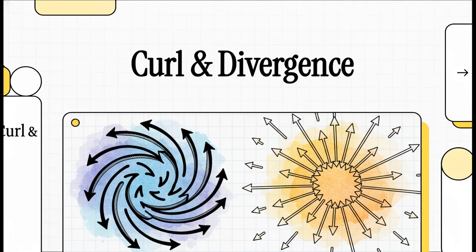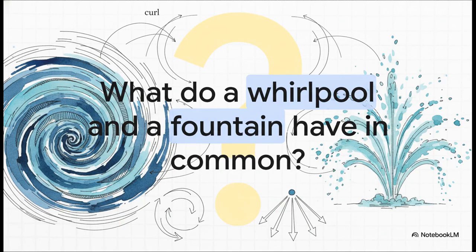Welcome! Today we're going to break down two of the most fundamental concepts from multivariable calculus, curl and divergence. These are the awesome tools that let us really understand how vector fields behave in 3 dimensions. So to get our brains warmed up, let's start with a question you might not have thought about before. What do a whirlpool and a fountain actually have in common?